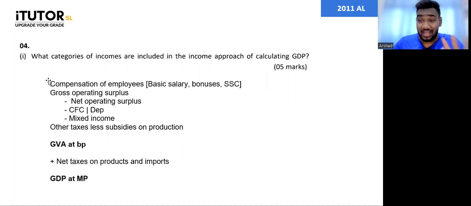Now, this might not be the answer, I'm repeating, in your marking scheme because this is the 2011 paper. I don't know what your marking scheme says, but it might most likely say something like rent, wages, interest, and profit. Okay. Now, with that, we'll move to the next question.